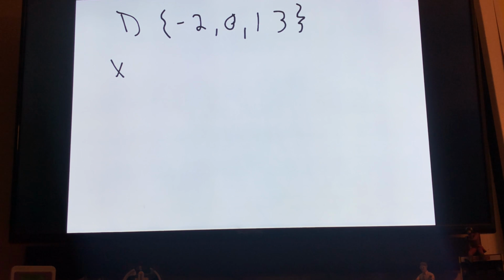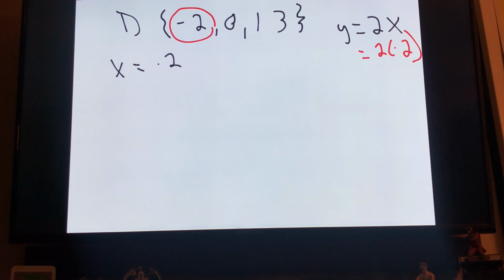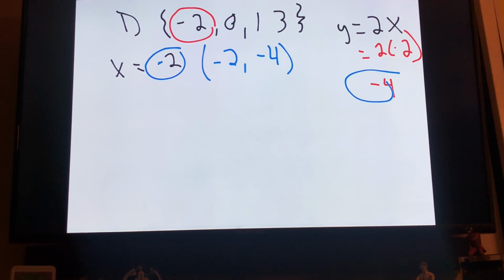So if X equals negative 2, Y, what did it say Y was? Y was 2X. That means you have to substitute in those numbers that you're given. You take this and you substitute it in for X. So that would be 2 times negative 2, which is what? It'll give us negative 4. So what's our first ordered pair? Well, the negative 2 that was given over here, and negative 4. So our first is negative 2, negative 4.